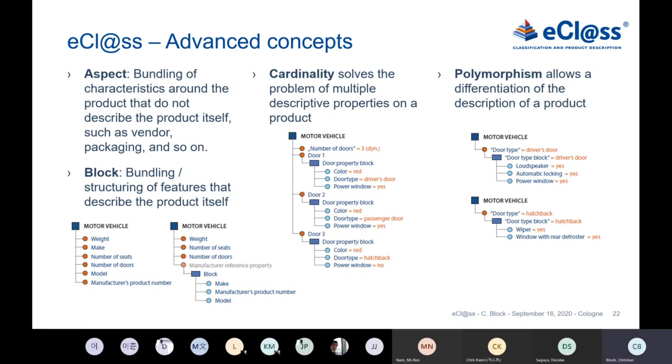And then going a step further, maybe you have different types of doors. To support such modeling and describing features, we have the polymorphism. Maybe you have 3 doors, but not each door is the same. Maybe you have driver doors and a hatchback. And then you can use this polymorphism and select the door type, and then dependent on this type, we have a different block and different properties to describe these product features.